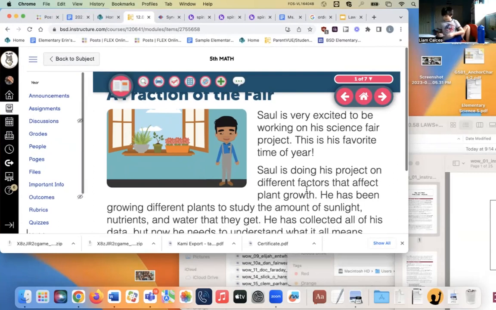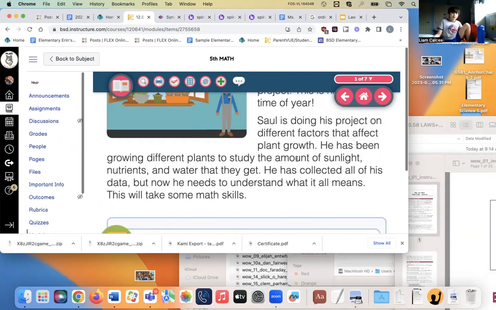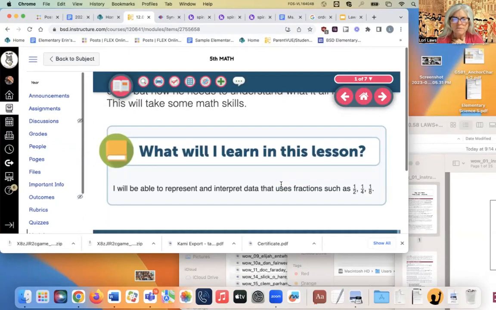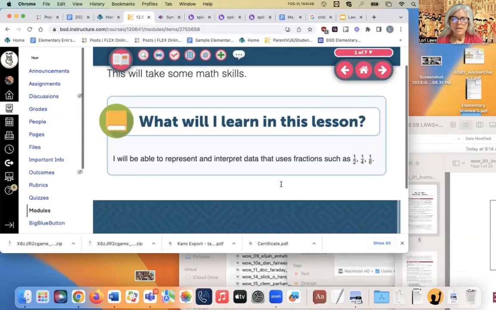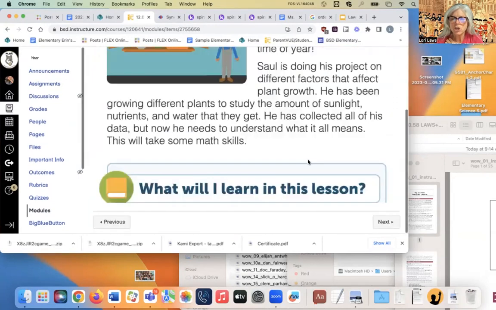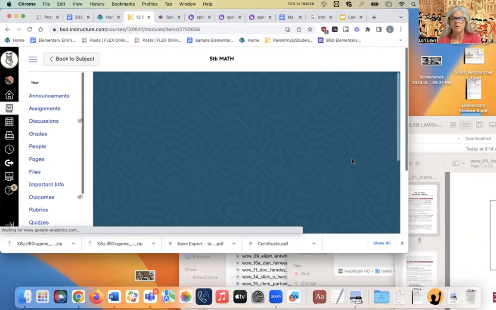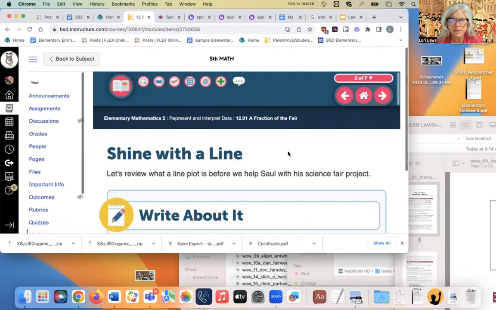So I'm very excited to be working on this science fair project. And remember, I hinted at you guys that the next Flex Week project is going to be a science fair project. It'll be fun. We're going to do an experiment. I might do a tomato bottle. You're not going to plant anything though, because we're only going to do it in a week. So you have to have something you can do quickly. So you're going to be able to represent and interpret data. So you're going to be reading charts and graphs this time. Super important. We have to do that all the time when we're reading the newspaper and learning about things.